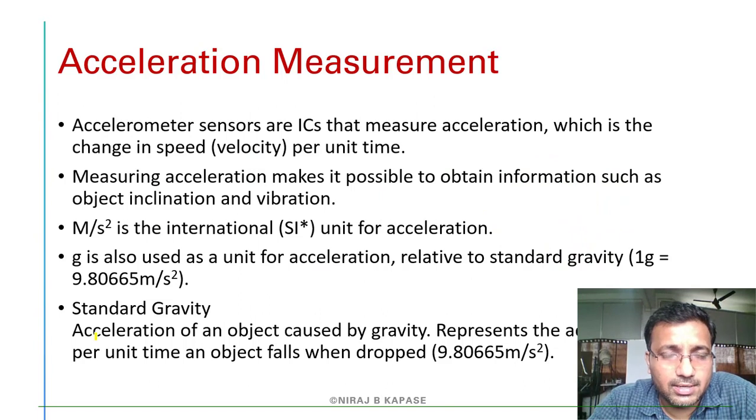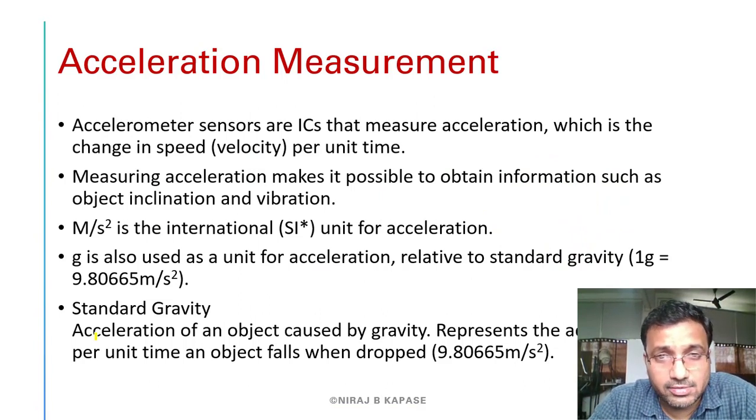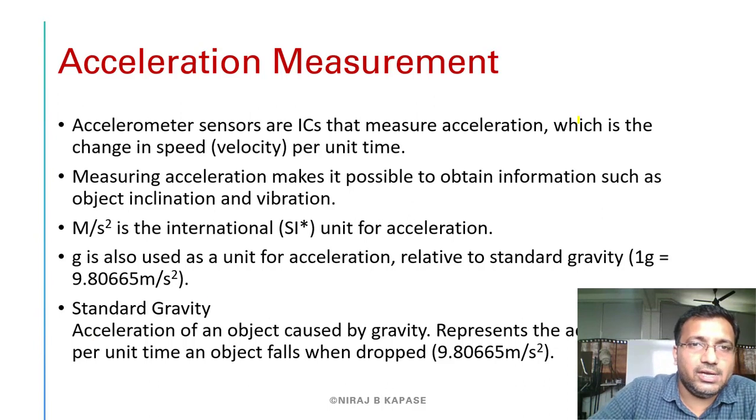So for acceleration, there are many sensors available for the acceleration measurement, like ADXL 335 is there, ADXL 345 is there. So again, 3-axis accelerometers are there, 6-axis accelerometers are there. So we are going to see those accelerometer sensors in detail. So what is actually an accelerometer?